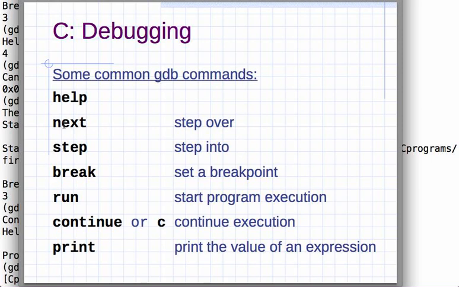As we saw, break sets a breakpoint, run starts program execution from the very beginning, and continue is usually done after you hit a breakpoint, and then you can continue till the next breakpoint or till the program finishes execution. You can also print values if you have variables. You can print the value of a variable or an expression. So you can say 3 times x or something like that, or x plus 5.